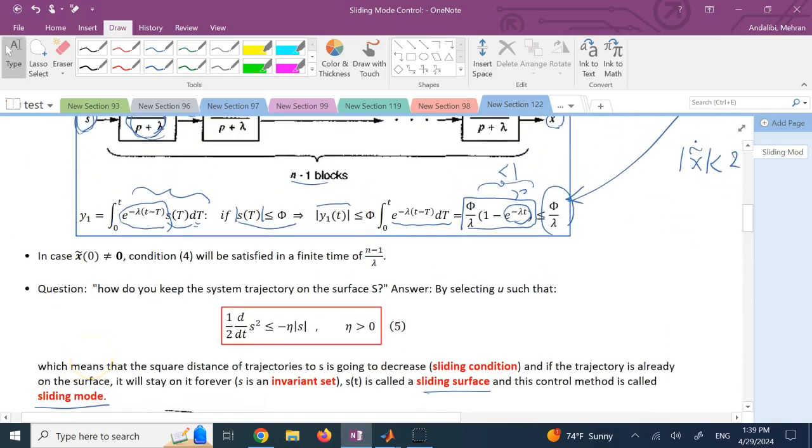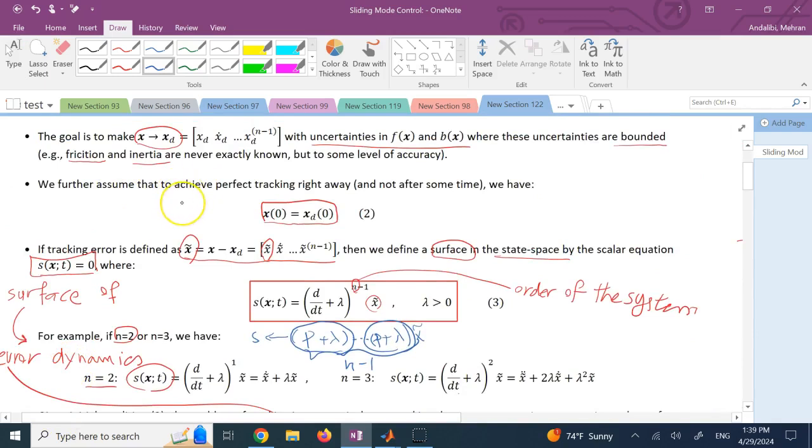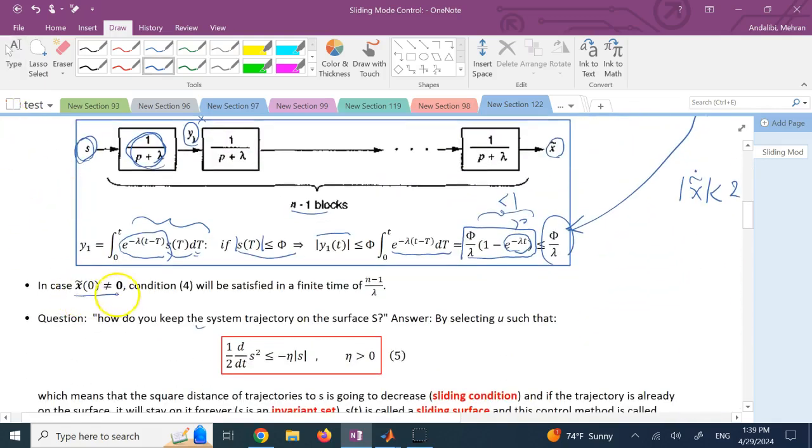Good. Now remember I said that if you want your tracking to happen right away and you get perfect tracking error, you need to have the initial condition of the system be the same as what? The desired value, or in other words, you need to have x tilde at 0 equal to 0. Yes? And that makes a perfect tracking error right away. But sometimes this x of 0 is not under your control. Only x desired is what you can pick, and so if you cannot set them equal, then x tilde is not going to be equal to 0, and you won't get perfect tracking error right away, but you can reach it after some time.